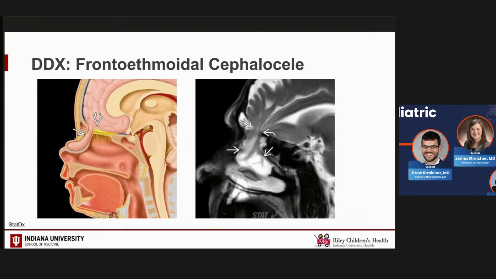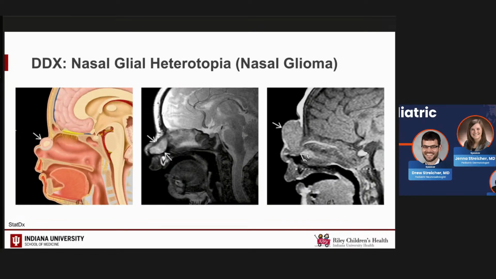So differential wise, there's certainly differential for this location. One of the big ones that we want to think about is, could this be a frontoethmoidal cephalocele? So is this actually brain parenchyma coming down through foramen cecum into the nasal cavity? So just a nice graphic from StatDX showing that phenomenon, and a sagittal T2 weighted sequence showing that herniated parenchyma through foramen cecum with a very large frontoethmoidal cephalocele into the nasal cavity. So we want to keep that in the back of our mind as a differential.